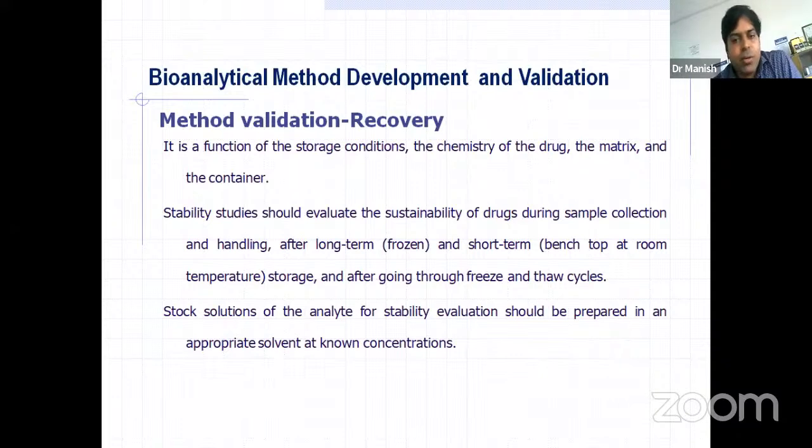We are going to do a minimum of 3 freeze-thaw cycles. That is, we are going to withdraw the frozen samples, keep them on the benchtop, and leave them for some time to attain room temperature. Again, we put them back into frozen condition. We repeat the cycle 3 times, and then we analyze using HPLC or LCMS whether there is any change in the matrix condition which is affecting the sample.